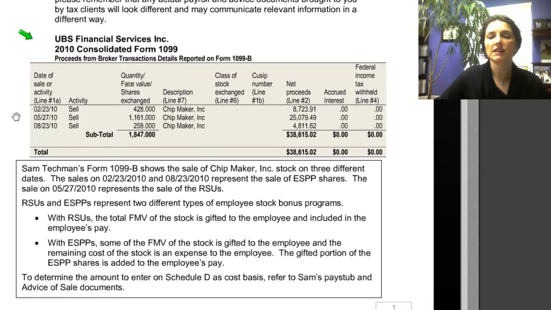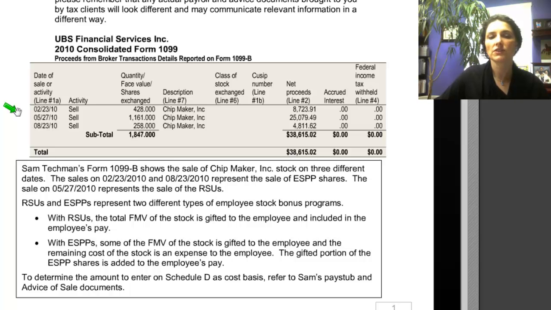Sam Techman's Form 1099-B shows the sale of Chipmaker Inc. stock on 3 different dates. There are sales on 2/23 and 8/23 representing the sale of ESPP shares. The sale on 5/27 represents the sale of the RSUs. RSUs and ESPPs represent 2 different types of employee stock programs.